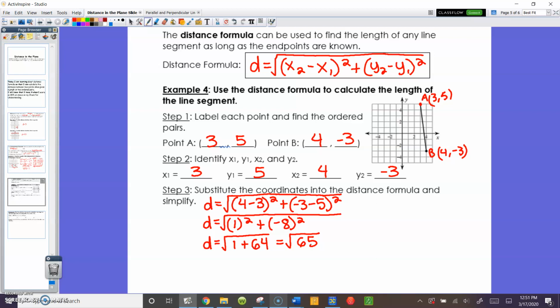Now go ahead and type the square root of 65 into your calculator to see if that will simplify. And it will not. So D equals the square root of 65. Remember, that is your exact answer. And then to find the approximate answer, simply convert that to a decimal. And we're rounding to the tenth place, so that will be 8.1.